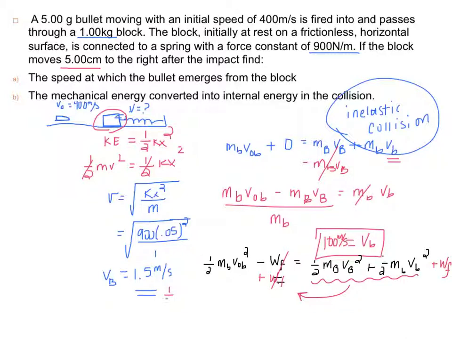And you get 1/2 m_b v naught b squared minus 1/2 M v_B squared minus 1/2 m lowercase b v lowercase b squared equals the work done by friction in this case. Again, once you put in all of your numbers, you should get a mechanical energy loss of 374 joules.